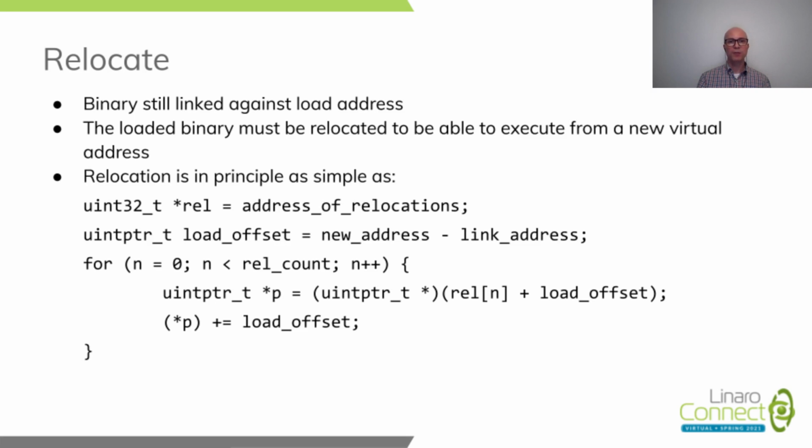Relocating the binary is just a matter of identifying each word in memory and increasing them with a load offset, where the offset is the new address to use minus the link address. The code doing the relocation is in principle as simple as the code shown here, but it's implemented in assembly instead to make sure that the code itself doesn't contain any address that may need to be relocated.